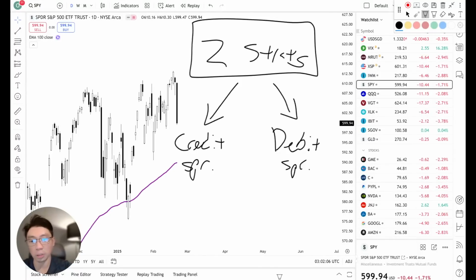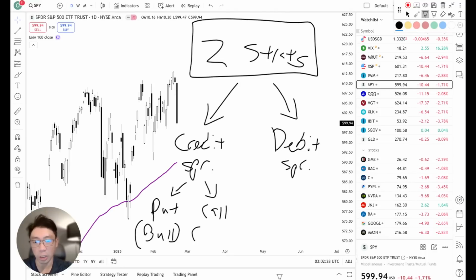For the credit spreads, there are two types. The first one is what you call the put credit spread. The put credit spread, otherwise also known as the bull put spread, is a neutral to bullish strategy. So that's why it's called the bull put spread. And then you also have the call credit spread. The call credit spread is a bearish strategy. So this is where the name comes out as the bear call spread. So you have the bull put spread and you have the bear call spread. So that's for the credit spreads.